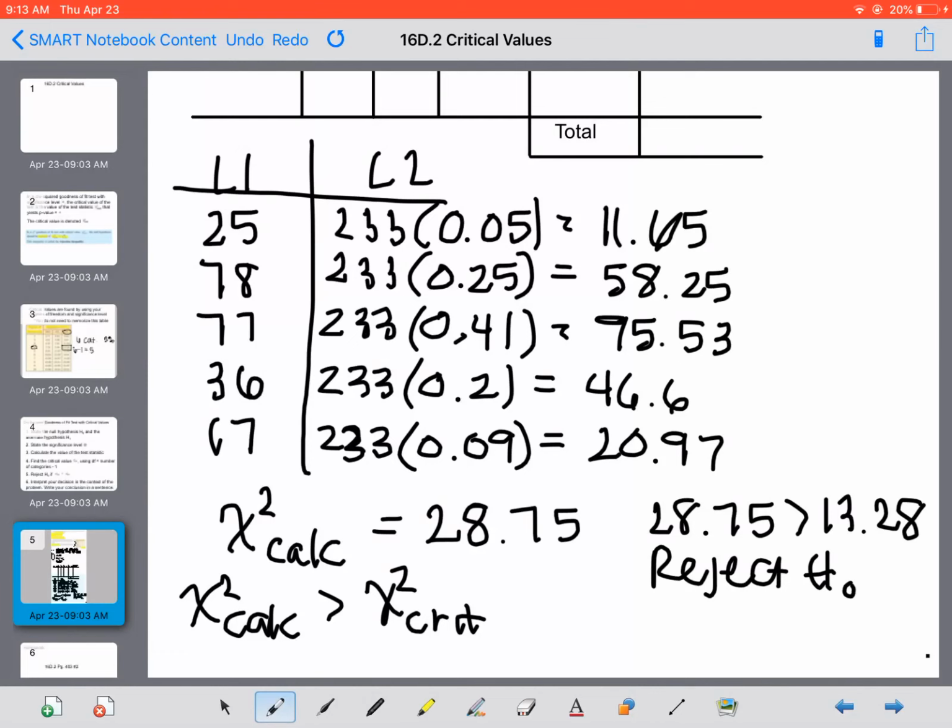But in addition to that, if you want to back up your evidence more, you can use the fact that if P is less than alpha, well, our P value. What was our P? 8.78. And alpha was 0.01. Well, that's greater than, which means that we will then reject it as well.